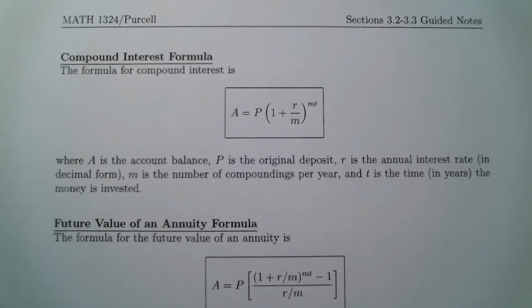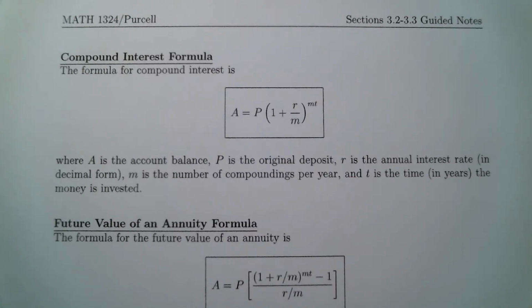We are about to work through all the problems in example 5. We're going to work through all the compound interest problems first, and then we'll move on and work through all the future value of an annuity problems. I just want to take one more chance before we do that to go over these formulas again.